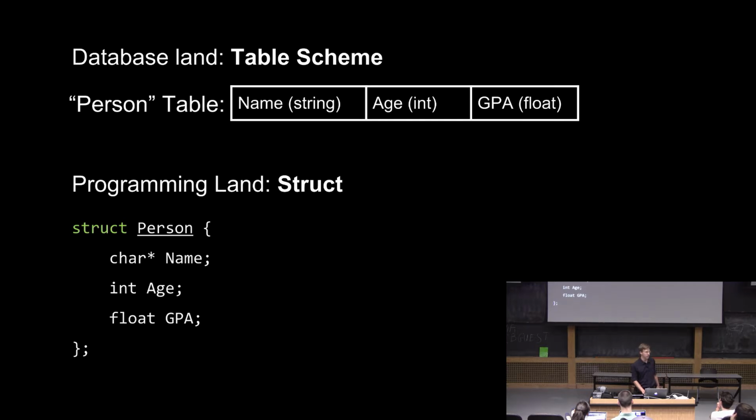Now in programming land, if we go back to structs, this looks like this. You declare a struct. I'm going to call it person. And this, by the way, is the person table. So that's the analogy to this. And it's got three different chunks of data in it. A name, a char star, which is the C gross version of a string, remember. Int age and a float GPA. So these two are very similar.